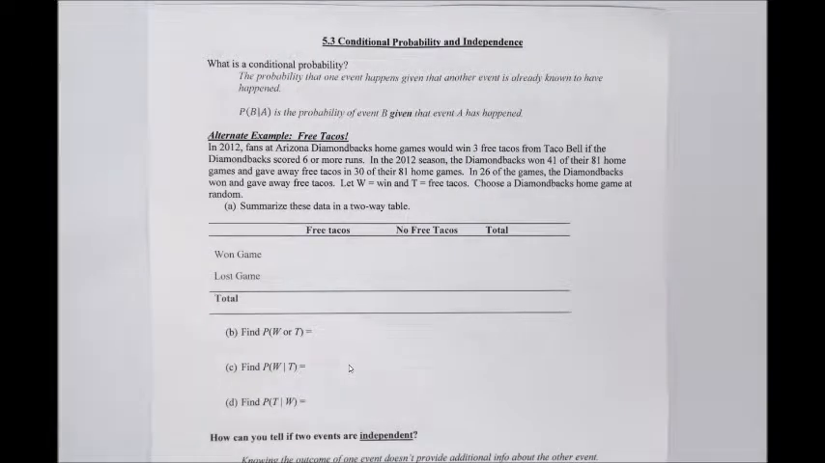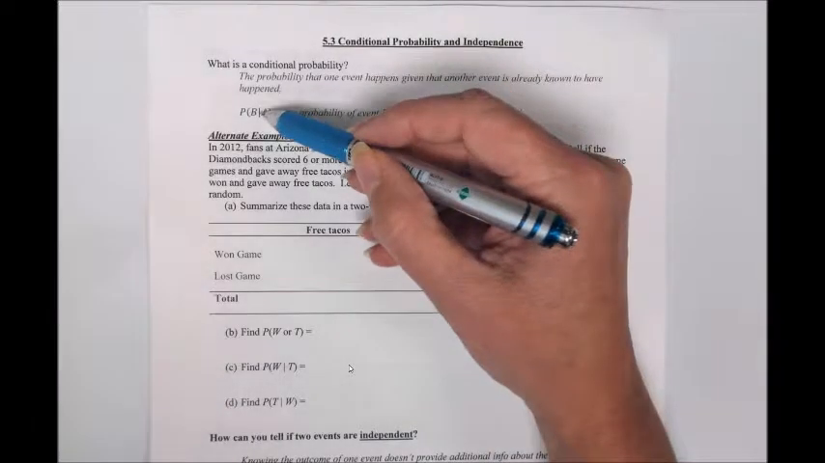So first of all, conditional probability is: if one event happens, then what's the probability of a second event happening, knowing that the first event already has occurred? And it is denoted with this little straight line.